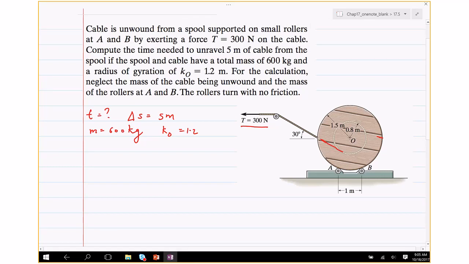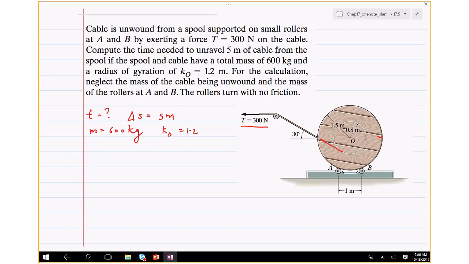Okay, so I'm interested in finding the distance unraveled when I pull the cable with a tension of 300 newtons. So clearly when I apply a force, the spool is going to accelerate, right? So when I know the distance this thing has to turn, because I know how much spool is unwound, if I know the acceleration, then I can find the time, right?